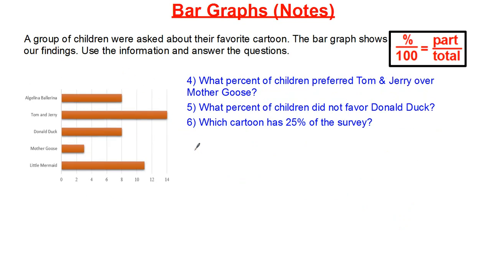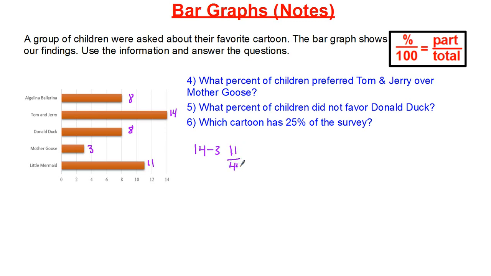All right, so question number 4. Let me just go ahead and write those totals one more time. It's going to be 8, 14, 8, 3, and 11. All right, so what percent of children preferred Tom and Jerry over Mother Goose? So Tom and Jerry over Mother Goose. I know Tom and Jerry has 14. Mother Goose has 3. So I'm just going to go ahead and subtract that first and then find the percent of whatever is remaining. I could calculate them separately if I wanted to, but this just makes the most sense for me. So 14 minus 3 is going to be equal to 11.